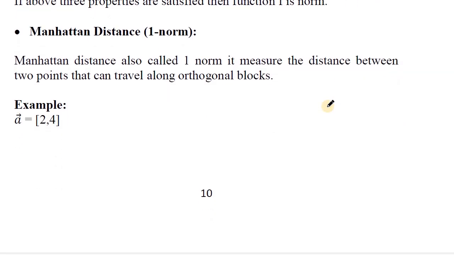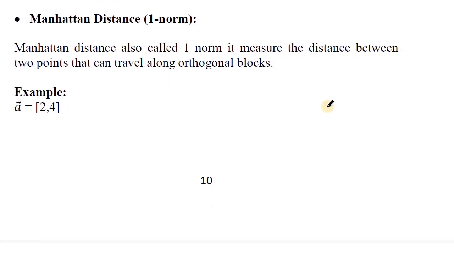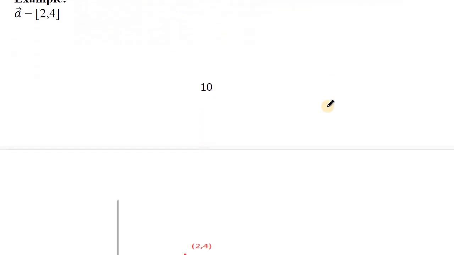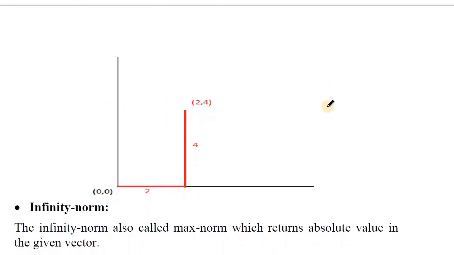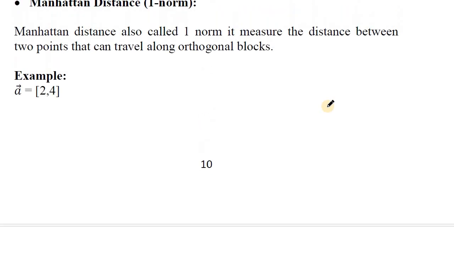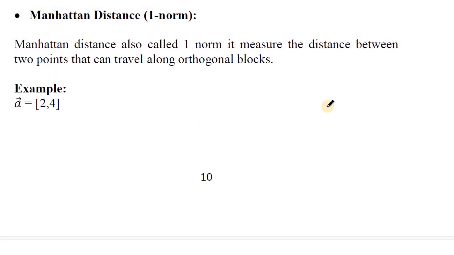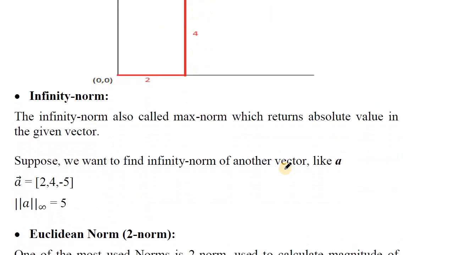सबसे पहला basic norm is Manhattan distance, or one norm what we call as, okay, it measures the distance between 2 points as you travel along the orthogonal block. So let us see an example. Basically, how is this calculated? It is simply calculated as the addition of the absolute values.